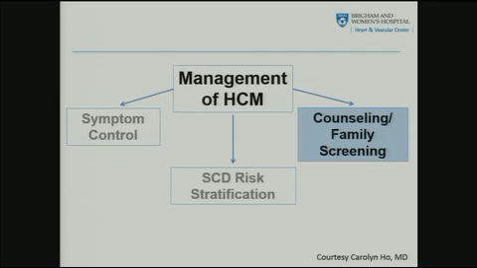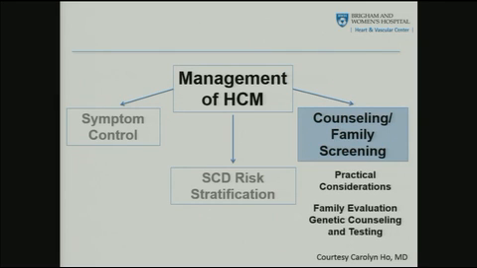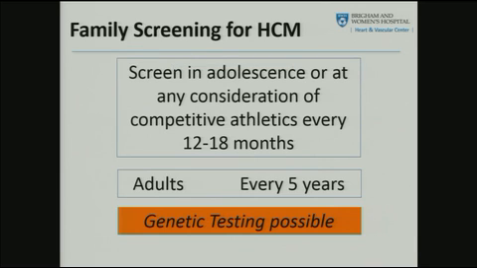Finally, the third component of this is really the counseling or family screening aspects. Remember that genetic screening in general is not for the patient because it doesn't influence therapy, but it does influence the surveillance of family members. Screening in adolescence or any consideration of athletics every 12 to 18 months is appropriate for family members of patients with HCM, and for adults who are not contemplating competitive athletics, every 5 years. And there is genetic testing possible in probands, which can then lead to confirmatory testing in family members.